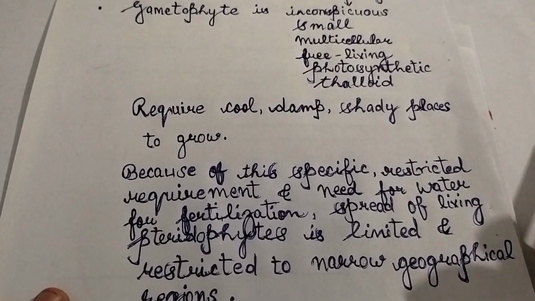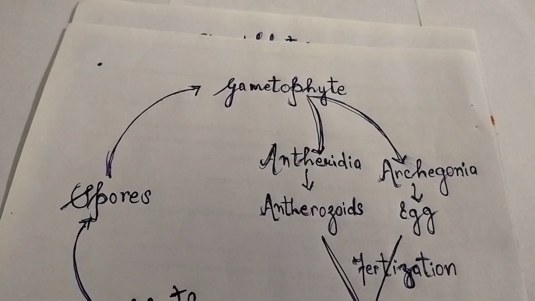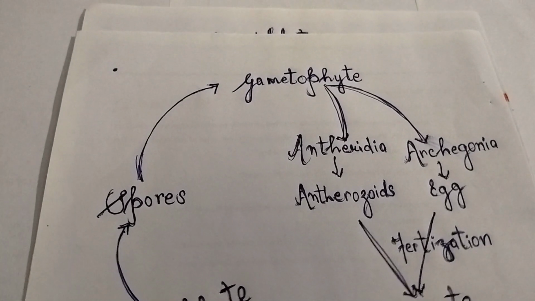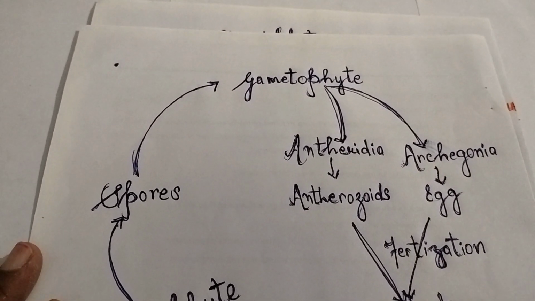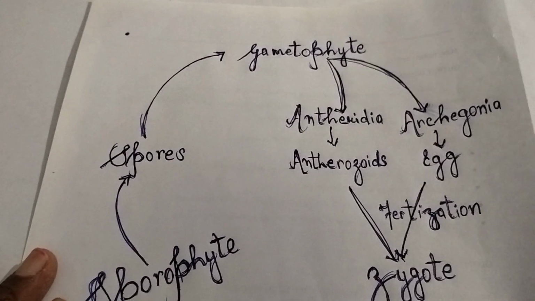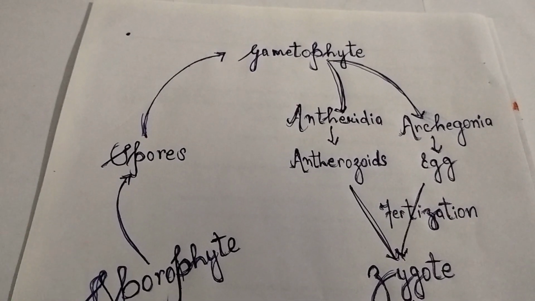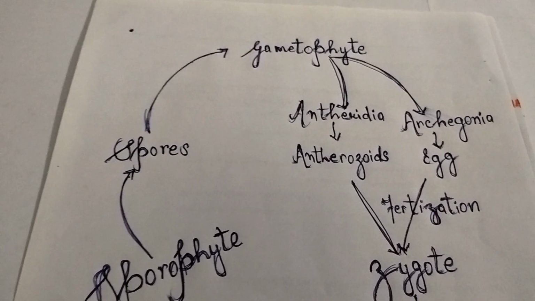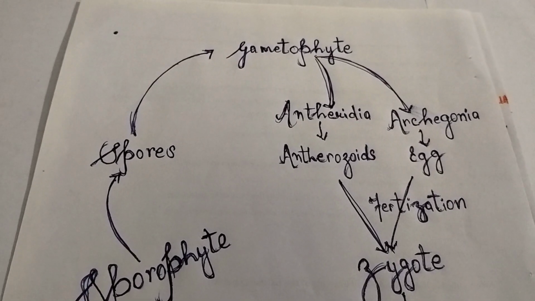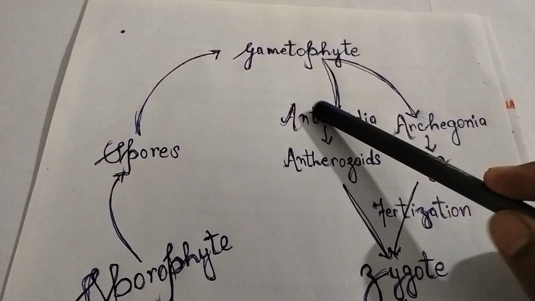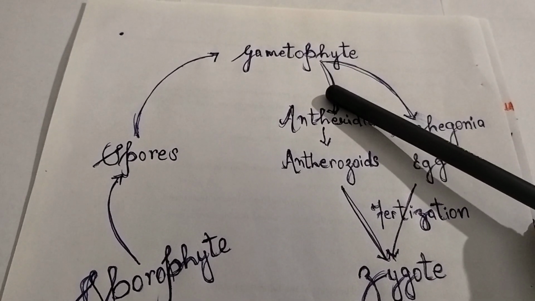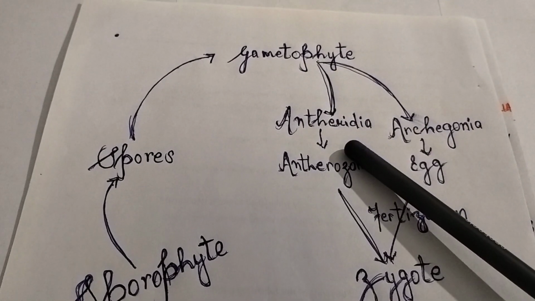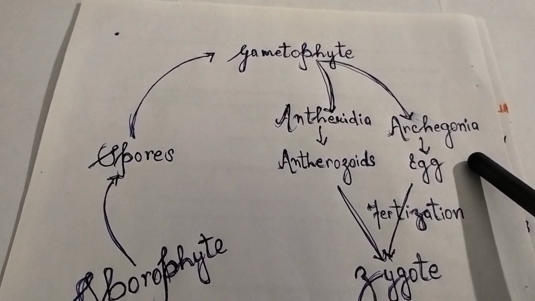Alright, now continuing with the general characters, now we will study the life cycle of pteridophytes. So for the life cycle, I have drawn a chart for you. It will be very easy for you to understand as well as remember if you understand this chart, or you can also learn by this chart. See, plant body, the gametophyte.